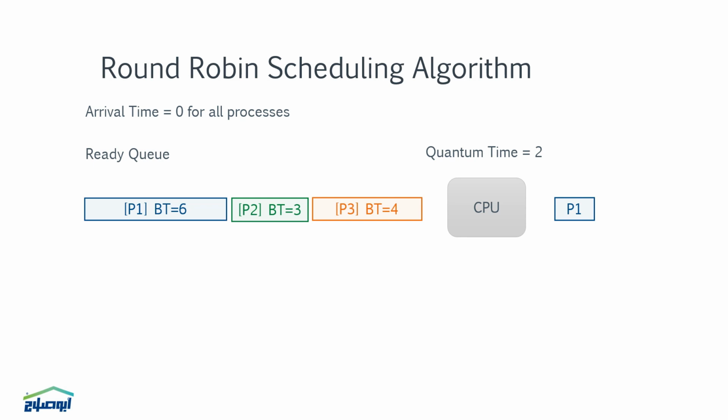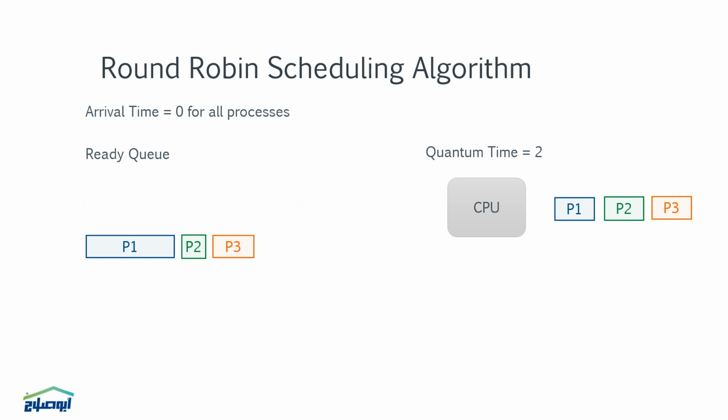Once P1 enters the runtime, it runs for 2 units of time, and then it is moved from the CPU to the ready queue with remaining burst time at 4 per the quantum time frame. Then P2 enters for 2 units of time and leaves to the ready queue with the remaining 1 unit of time. Then P3 enters the burst time and leaves after 2 units of time to the ready queue with 2 units of time remaining. Now again P1 enters the burst time and consumes 2 units of time and leaves back to the ready queue with 2 units of time left.